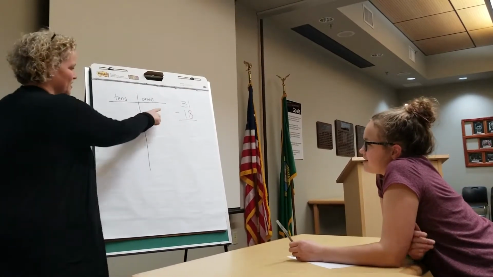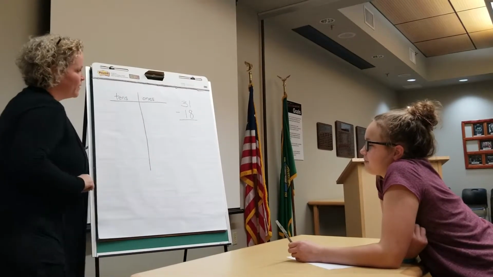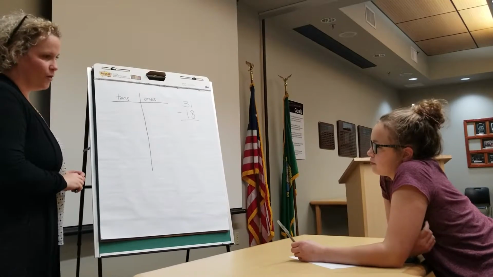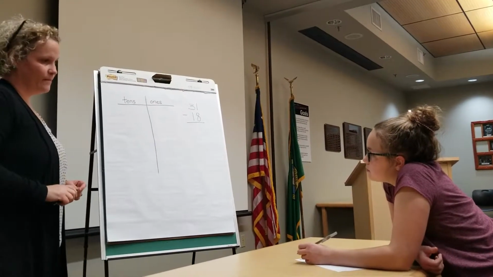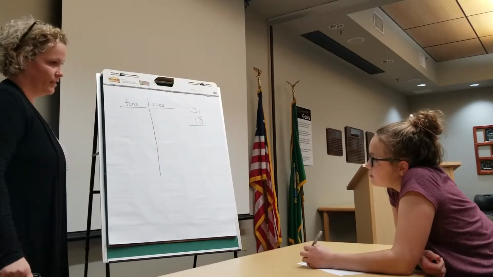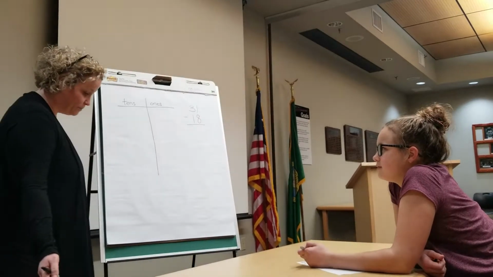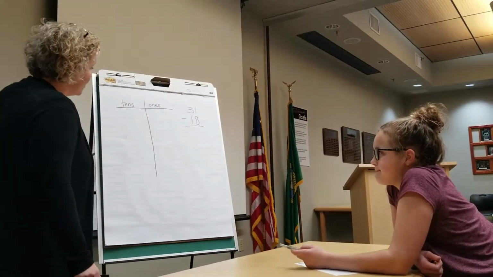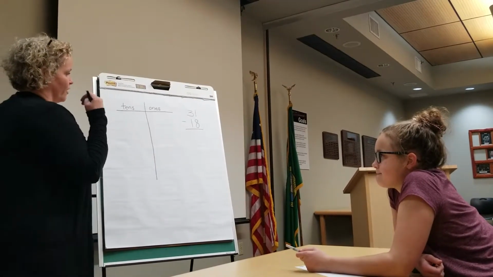Okay, Selah, can you read this with me? 31 minus 18. Good. Which part of our subtraction problem is the whole? 31. Good. And which part do we know? 18. Excellent. And what are we trying to figure out? What the other part is. Nice job. Now, when we use dots or chips to subtract, we always start by drawing the whole.